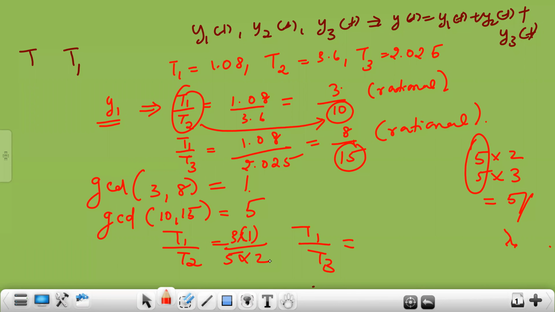Next fraction, you take T1 by T3. The numerator you have is 8, but the GCD of 3 and 8 is 1. So the only way to write 8 is 8 into 1, divided by, coming to 15. 15 can be put in terms of 5. How can you put 5 into?